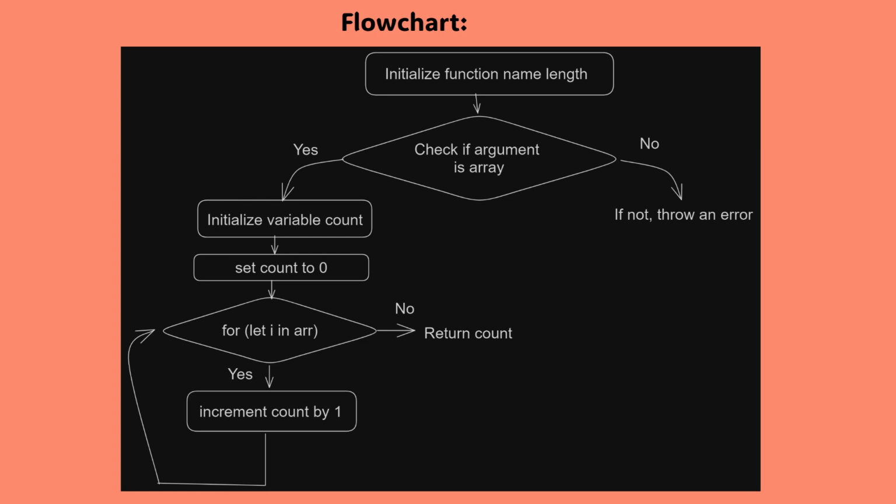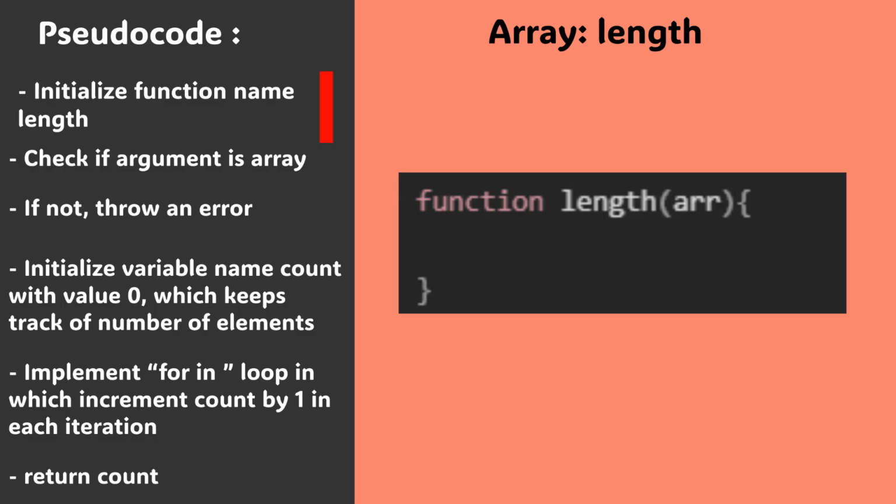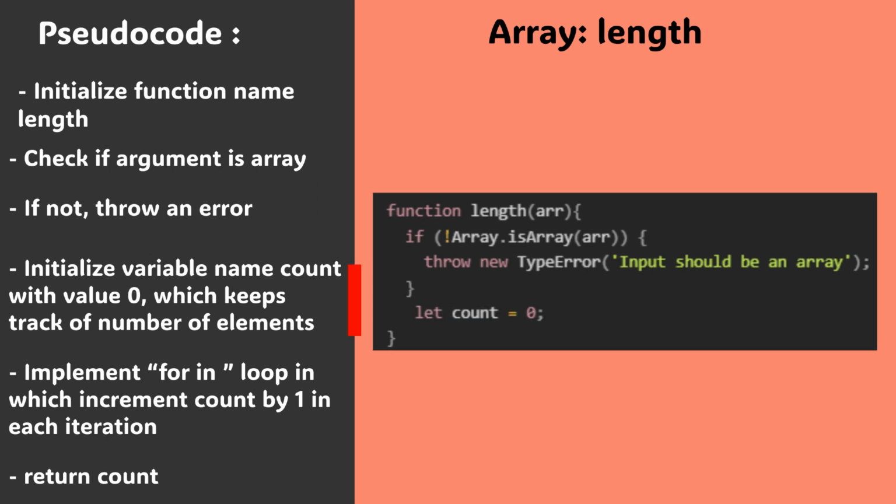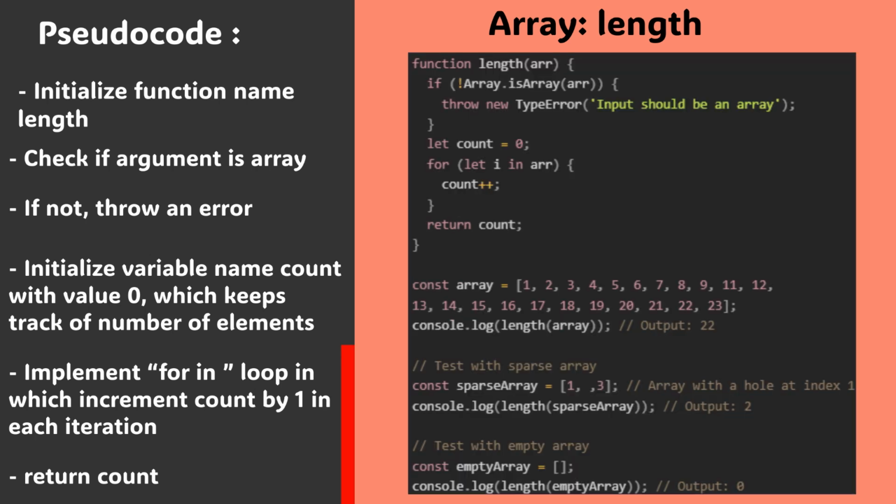Now let's code it up with JavaScript. Initialize a function with the name length. Then, check if the argument is an array. If not, then throw an error. Next, initialize a variable named count with value 0. Finally, for the last part, implement a for of loop in which we increment the count variable by 1 in each iteration, and return the count variable.